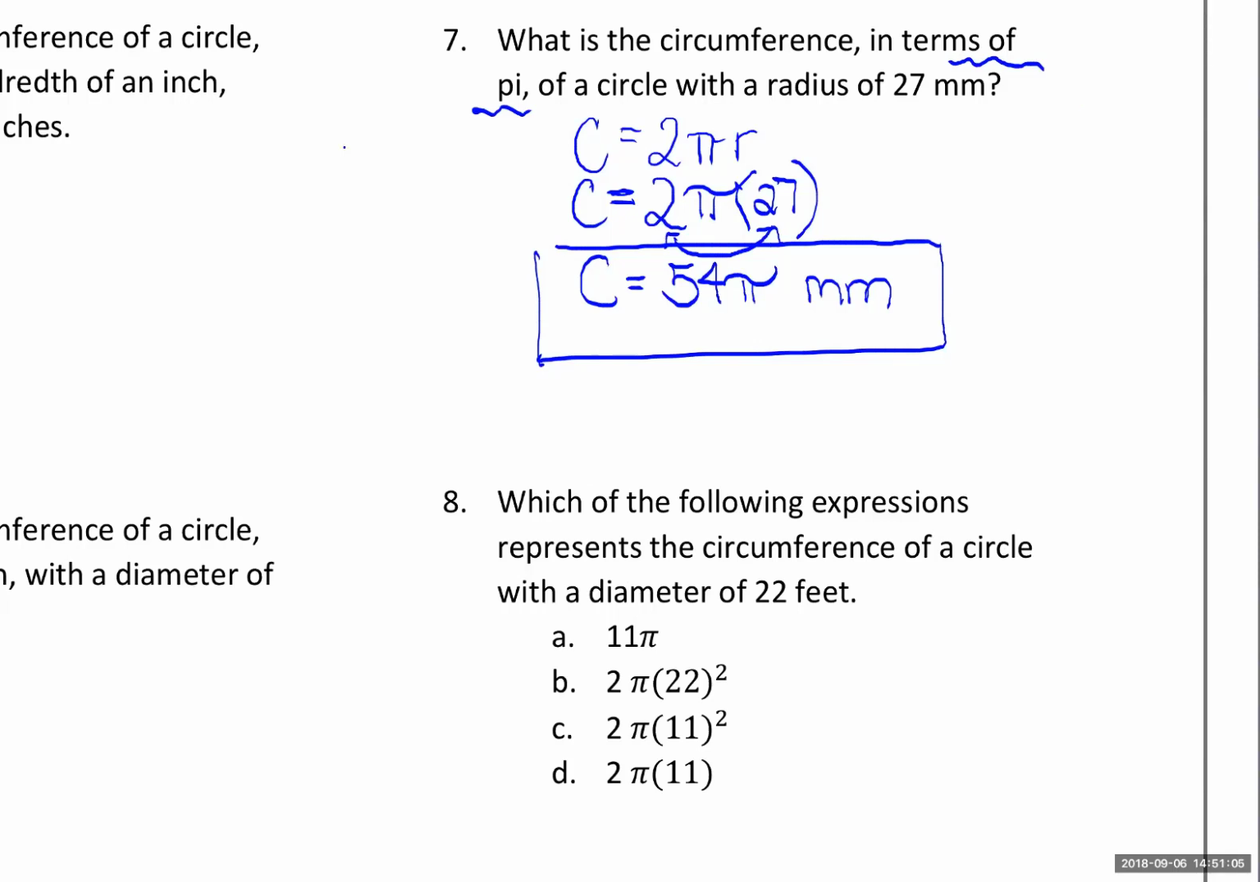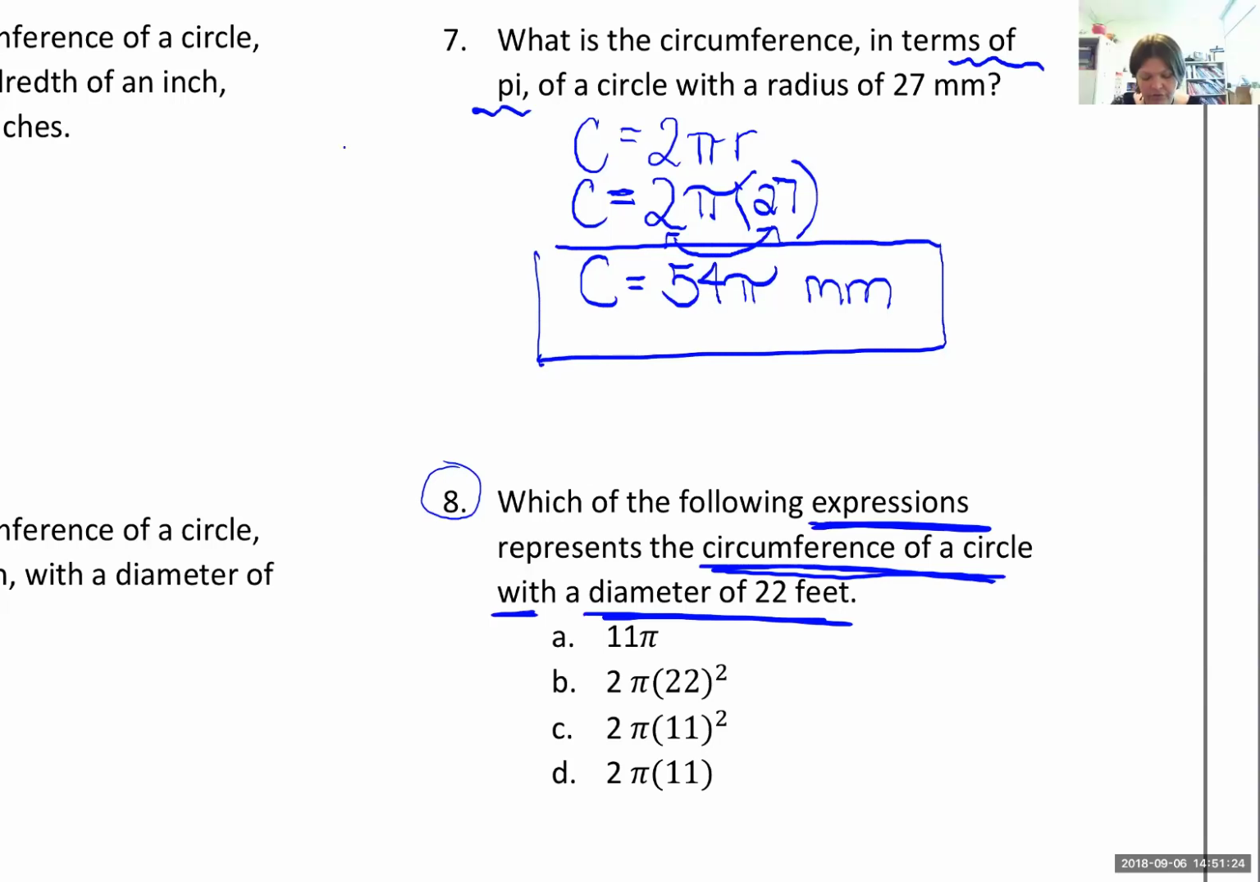Number 8. It says, which of the following expressions? These are expressions, meaning the math hasn't necessarily been done yet, okay? Represents the circumference of a circle. So I'm looking for the circumference of a circle with a diameter of 22 feet. Okay, so if I were going to do this problem, I would probably start with my C equals pi d formula because I'm looking for circumference and I've been given a diameter. And if I did that, I would find out C is equal to, notice how all of these formulas have pi in them. Can you guys see that?